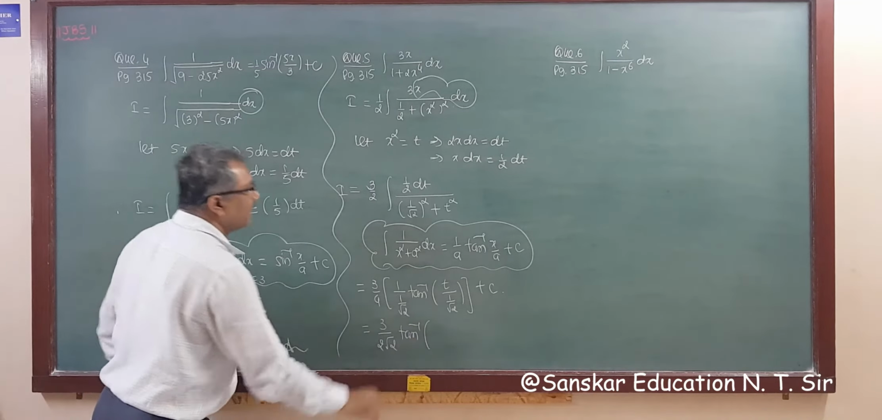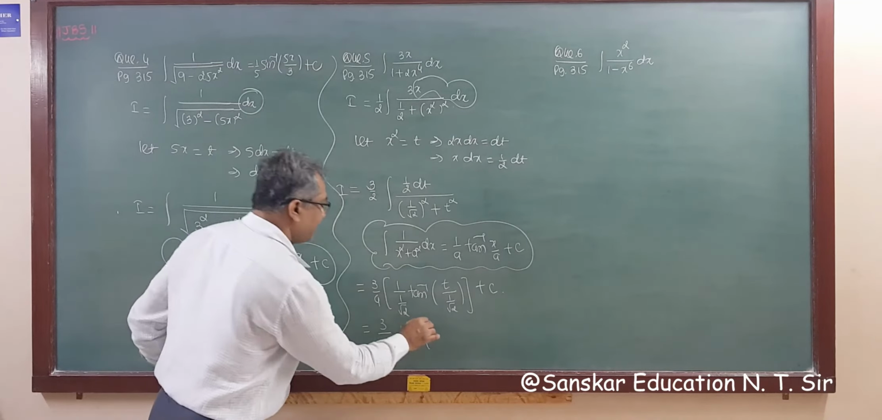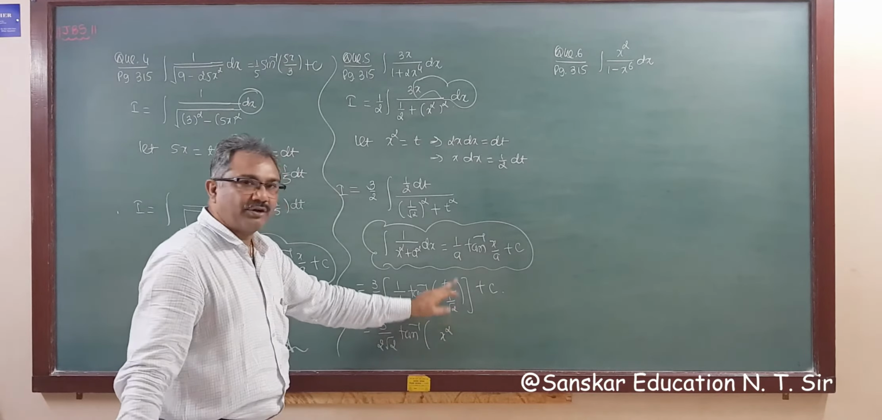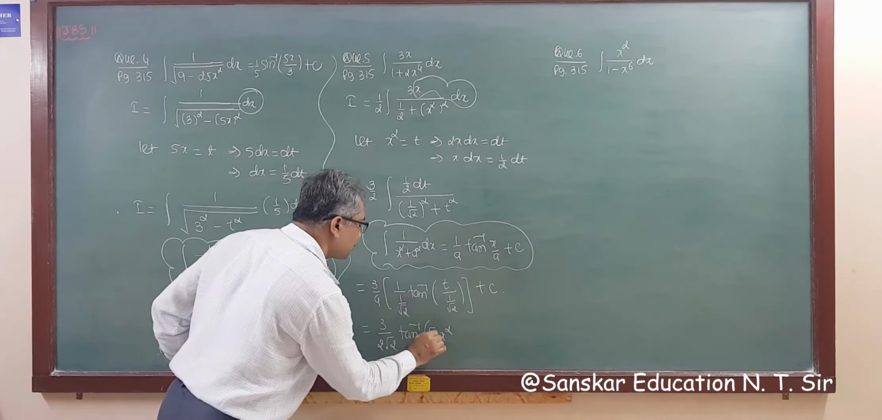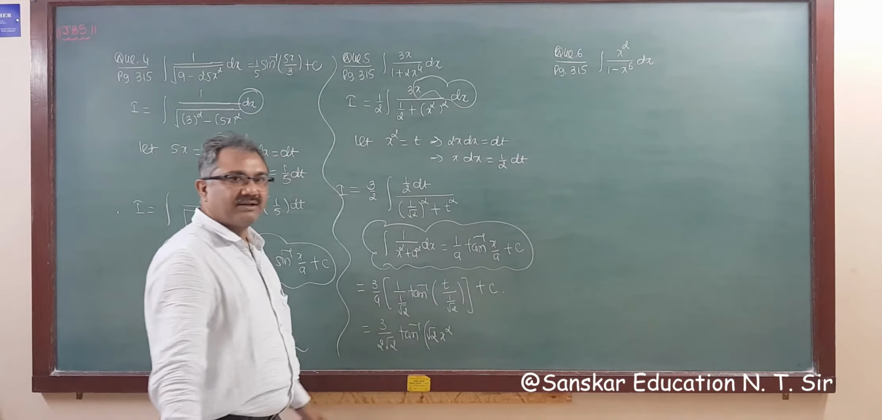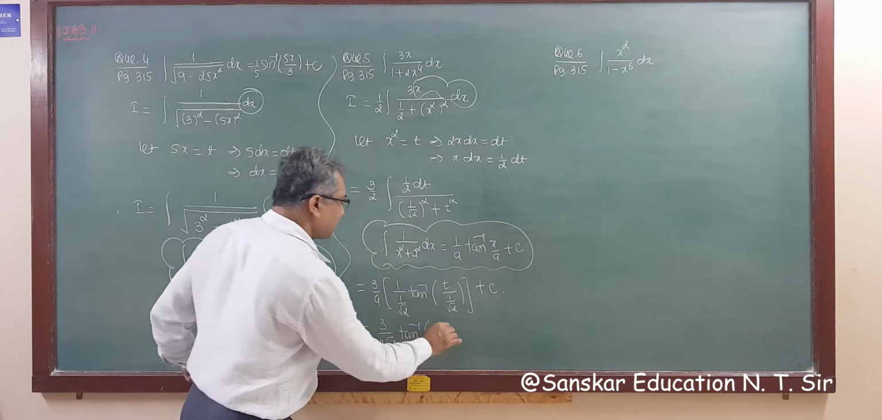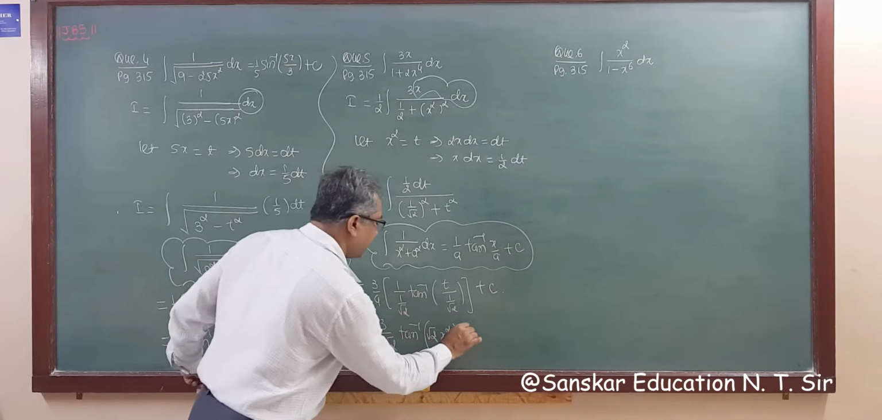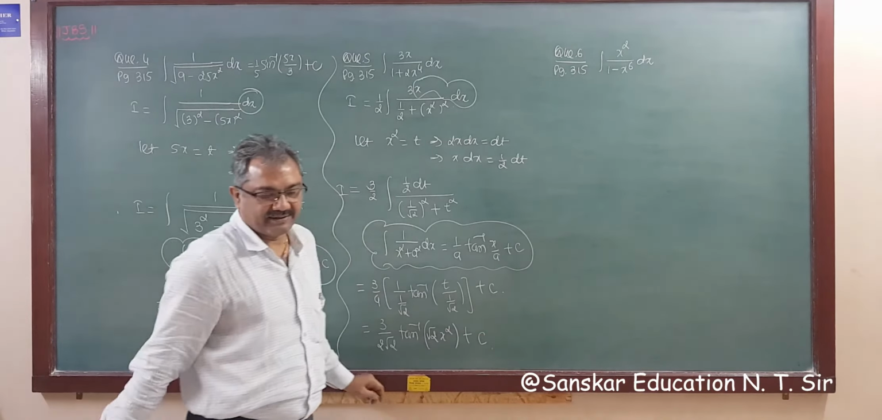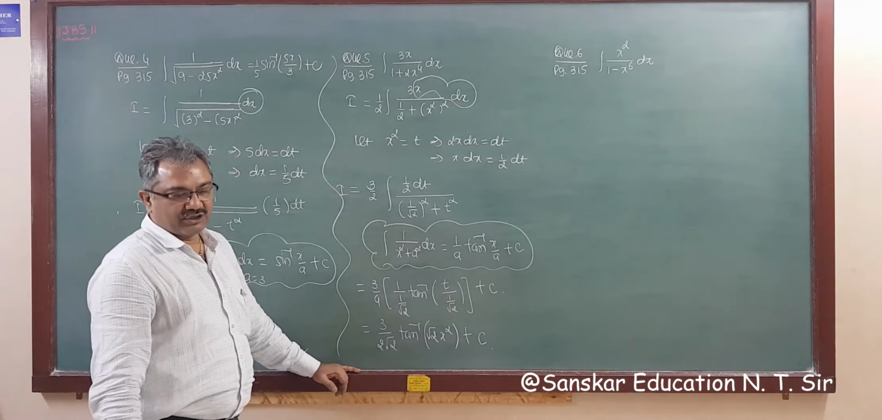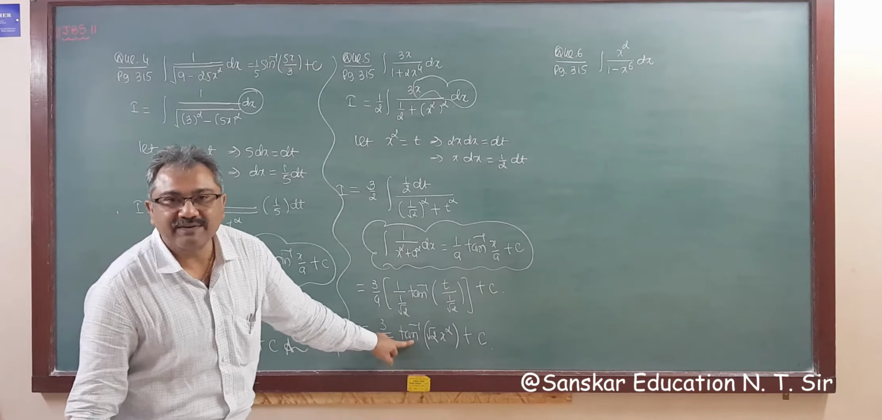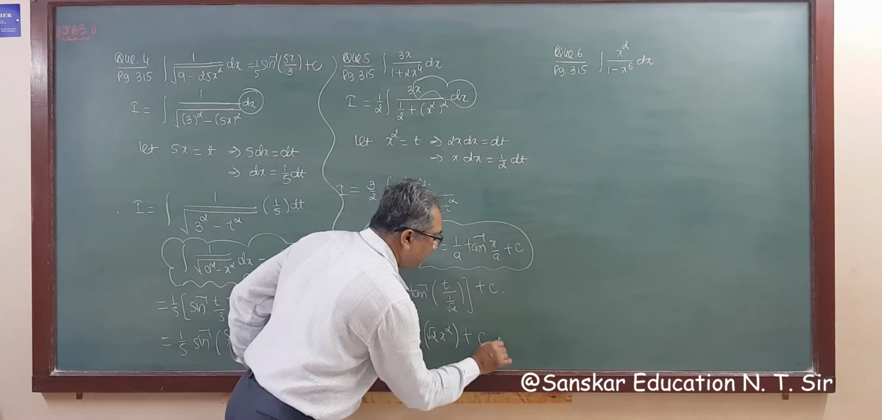Now what is t? t is x square. So this is x square, and the denominator of the denominator goes to the numerator, that is root 2 x square. Everything is okay? Yeah, fine. This is plus c. So your answer is 3 by 2 root 2 tan inverse root 2 x square plus c. This is your answer.